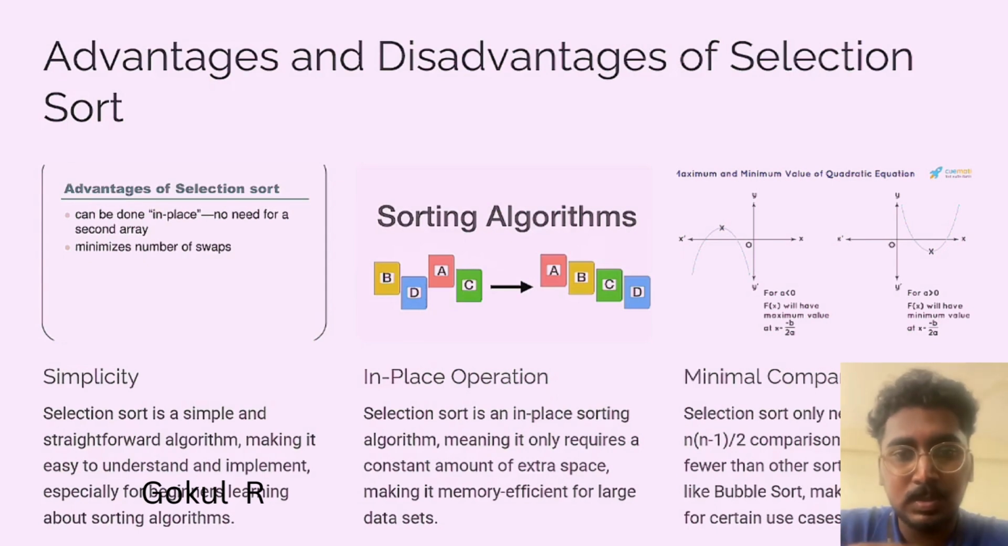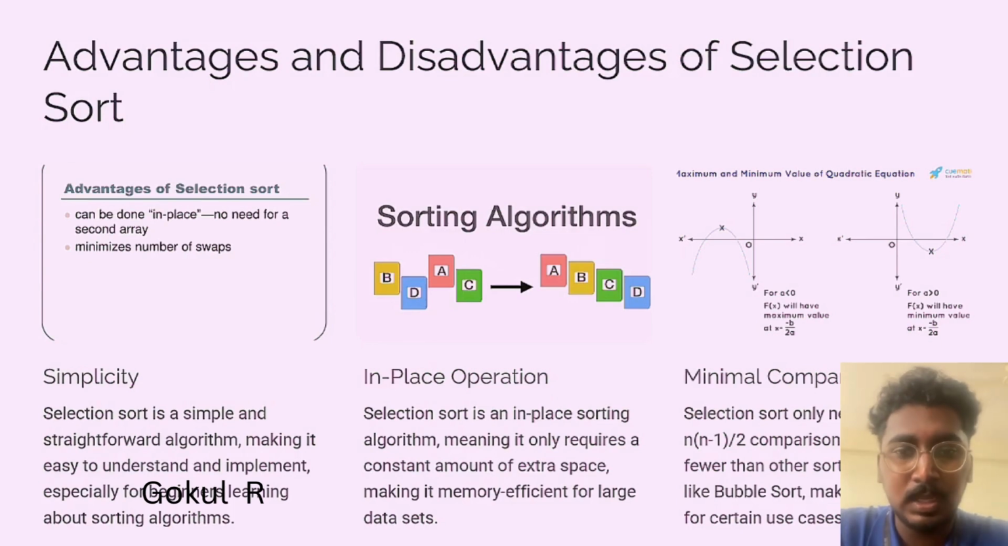Now let's look at the advantages and disadvantages of selection sort. Advantage one: simplicity. Selection sort is a simple and straightforward algorithm, making it easy to understand and implement, especially for beginners learning about sorting algorithms. Sorting works for alphabets too: alphabets start from A, B, C, D, and likewise it will sort A, B, C. Advantage two: in-place operation. Selection sort is an in-place sorting algorithm, meaning it only requires a constant amount of extra space, making it memory efficient for large data sets.